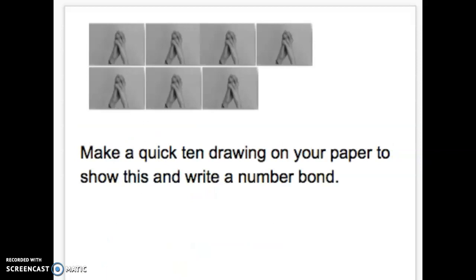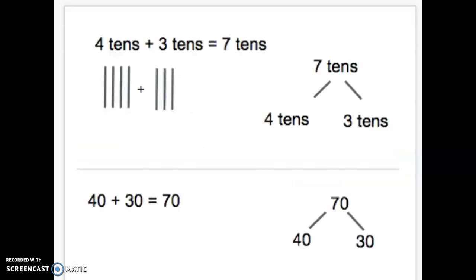Make a quick 10 drawing on your paper to show this and write a number bond. This is your quick 10 drawing. You had 4 tens, 10, 20, 30, 40, plus 3 tens, 10, 20, 30. 4 tens plus 3 tens equals a total of 7 tens. And here we have it in our number bond. Part, which is 4 tens, plus the other part, 3 tens, equals the whole, which is 7 tens. 40 plus 30 equals 70.